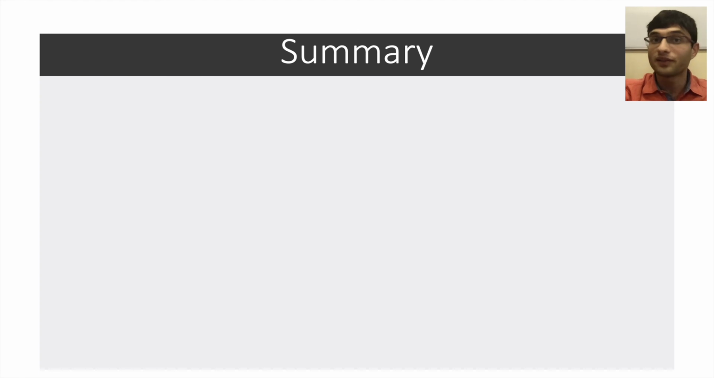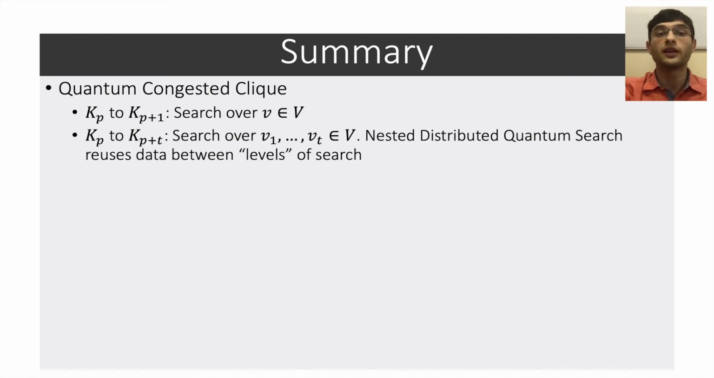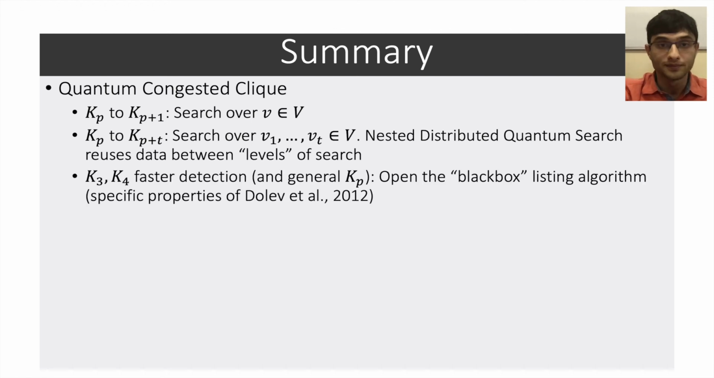Okay, so to summarize everything that we've been through, we start in the quantum congested clique, and we show how to extend clique listing of size p to clique detection of size p+1 by searching over the nodes in the graph. If we want to, we later show how to extend using nested Grover searches by t and not just by 1. We also then open up the listing algorithm itself and adapt it to be able to use specifically with our quantum searches. This also allows detection of triangles and K4 faster. Also, it shows a faster result for general cliques.